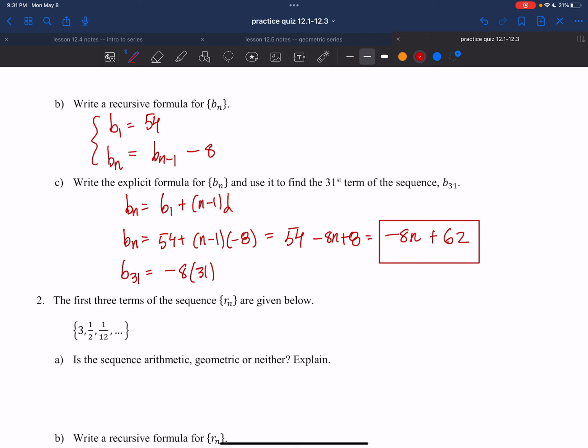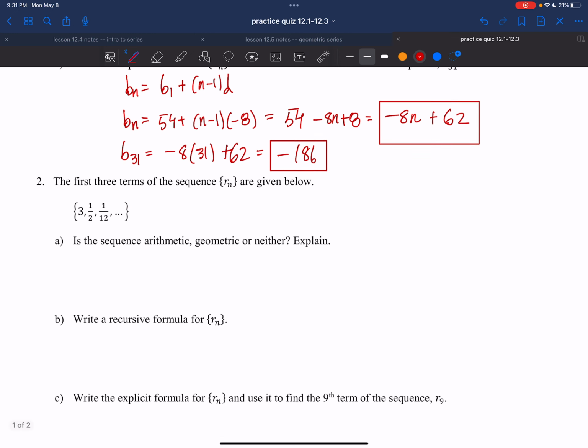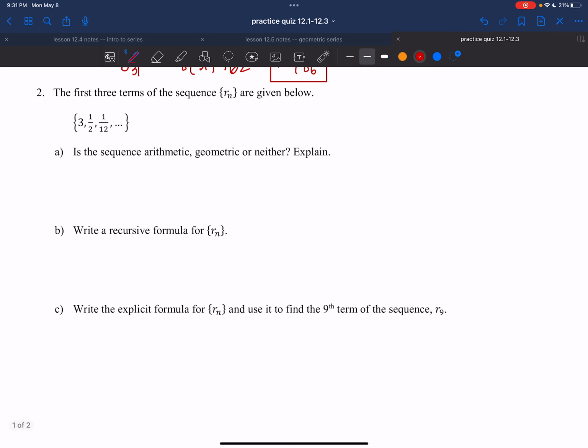So let's see, I'm going to take my little calculator here. -8 times 31 plus 62. It took me years to write into my Desmos calculator. Okay, -186. And I box it and I call it a day. And I move on. So the first three terms of the sequence R sub n are given below. 3, 1/2, 1/12, and so forth.